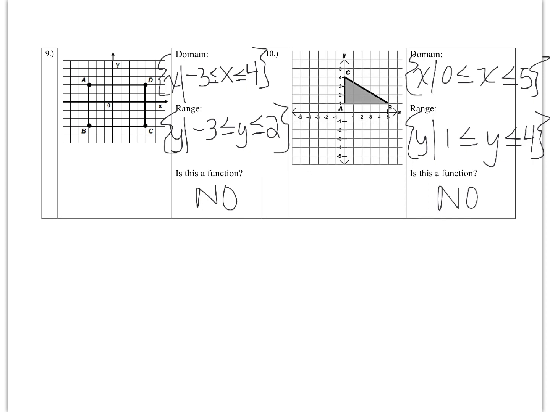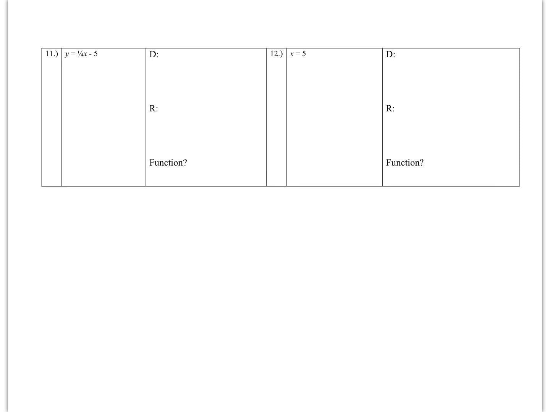All right, let's do 2 more together. The last 2 we're going to do together are equations. And don't let equations fool you, right? So this equation right here, y equals 1/4 x minus 5, well, that's a linear equation. It's in slope-intercept form. It's going to graph a line, right? But if you're having trouble deciding what the domain and range are, you could just sketch a graph real fast to remind yourself of what this looks like, okay?